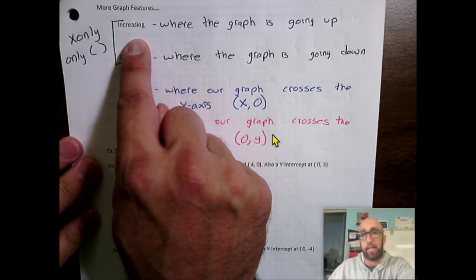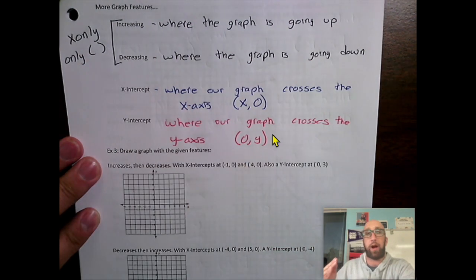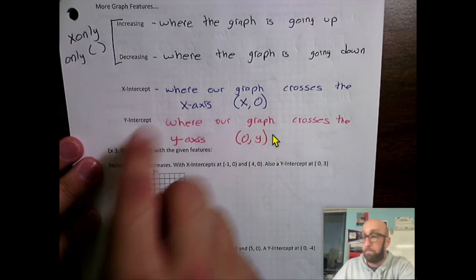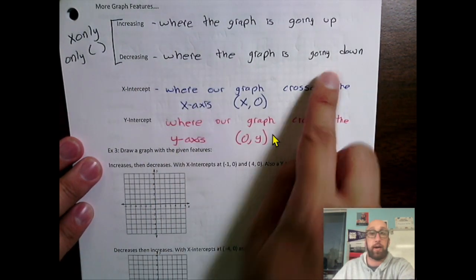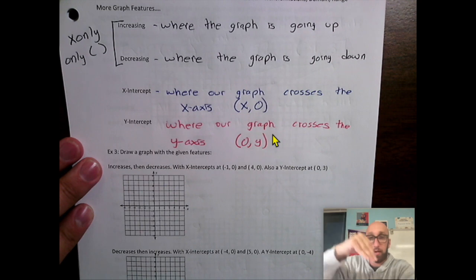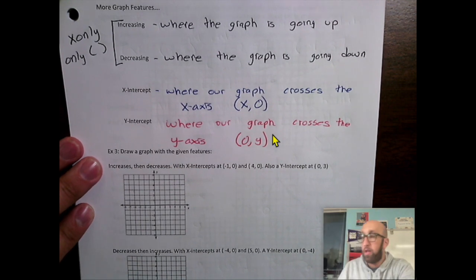Increasing is pretty basic. You're just describing when is the graph going up. And it's a simple, just trace the graph from left to right, and you're looking at where is my graph going up. And we're just going to describe that. Where is the graph going up? Decreasing is where the graph is going down. Pretty simple. Where is my graph decreasing, going downwards?